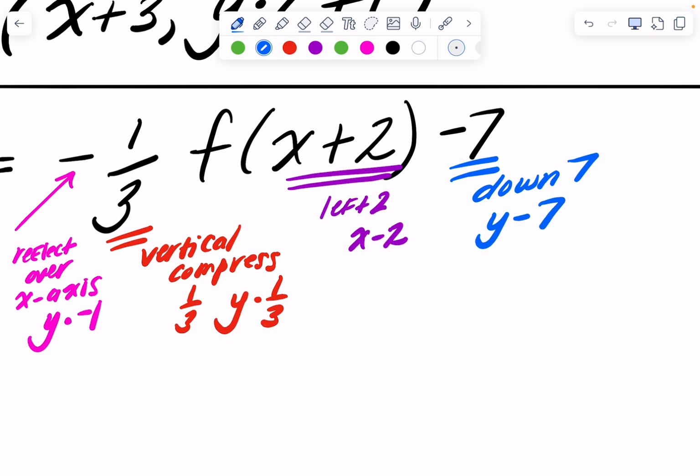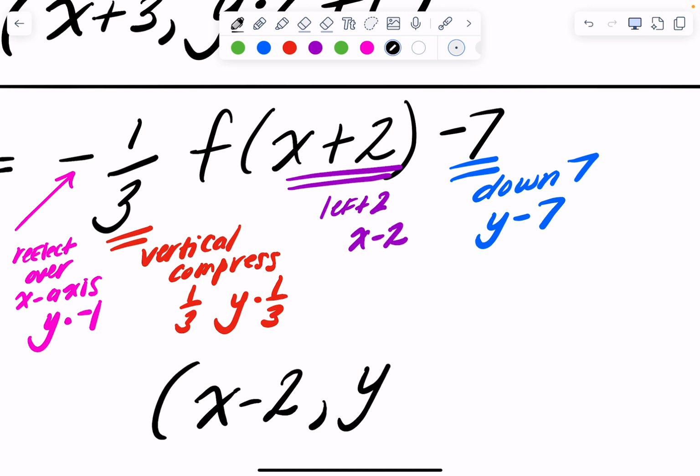So the general x, y's would be x minus 2 is the only x shift. Y's are timesing by -1 and 1/3. Let's just times it by -1/3 because that will take care of both pieces for us. And then after that, we'll minus 7 off of them.